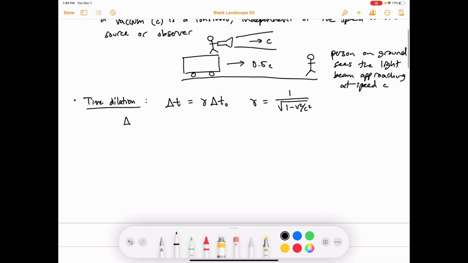Now, delta t naught is what we call the proper time. And it's the time between two events measured in a frame, so a frame of reference, where the two events occur at the same location.